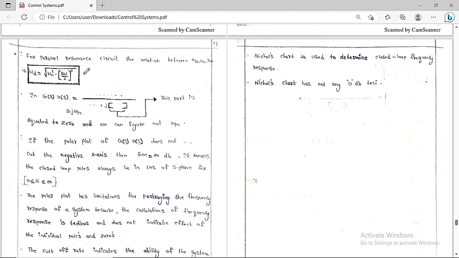The next point is, G of s H of s is a ratio of the numerator over the denominator. So here, basically, the denominator is a complex number.